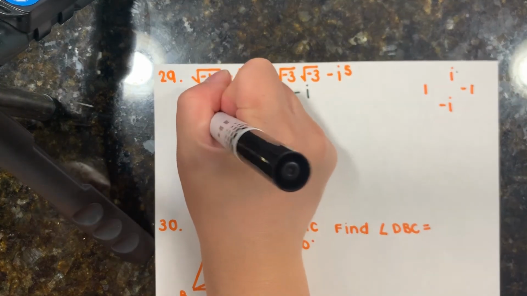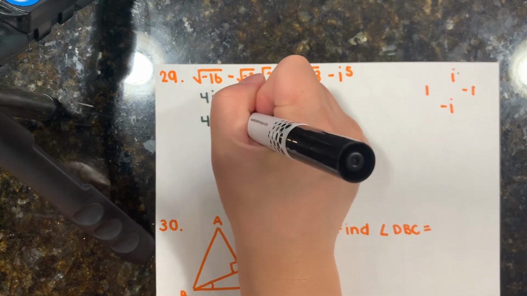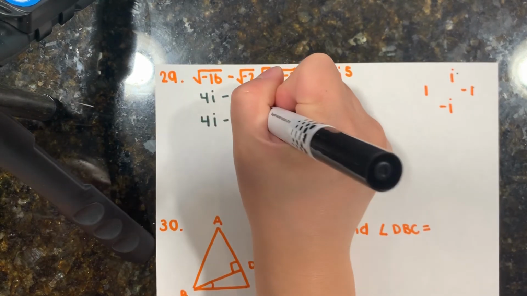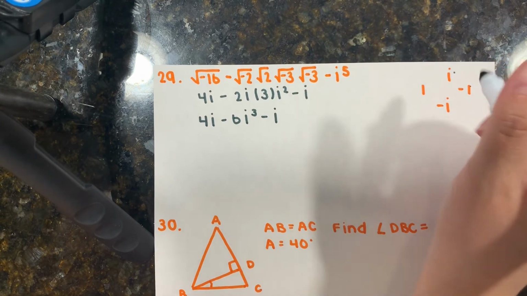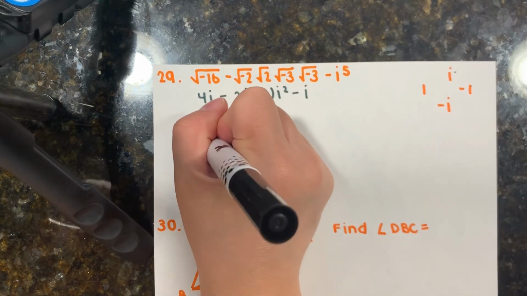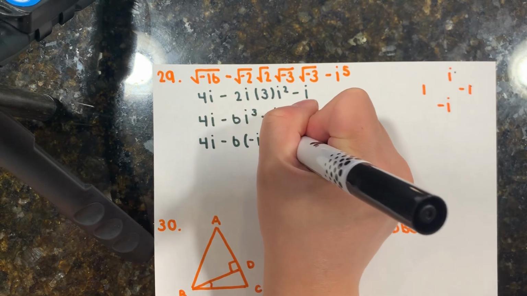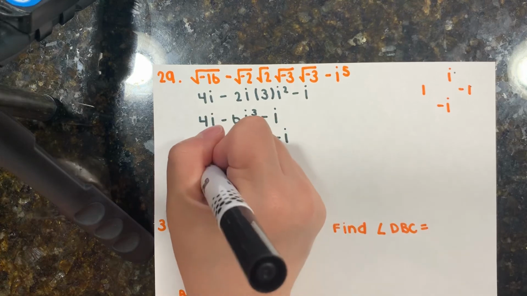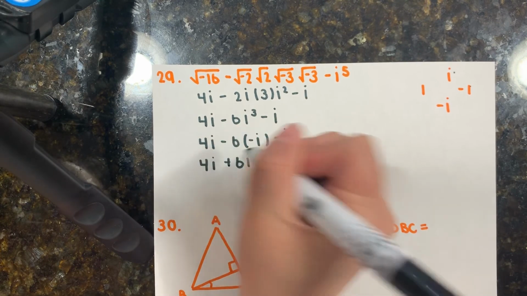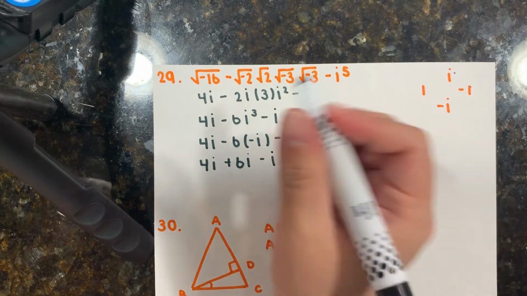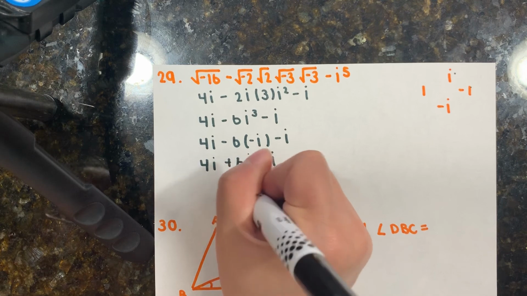So now I have 4i, and I have 2i times 3i cubed would be 6i cubed, minus i. i to the third is just equal to negative i. So I have 4i minus 6 times negative i minus i. So 4i plus 6i and then minus i. 4 plus 6 is 10, minus 1 is 9.